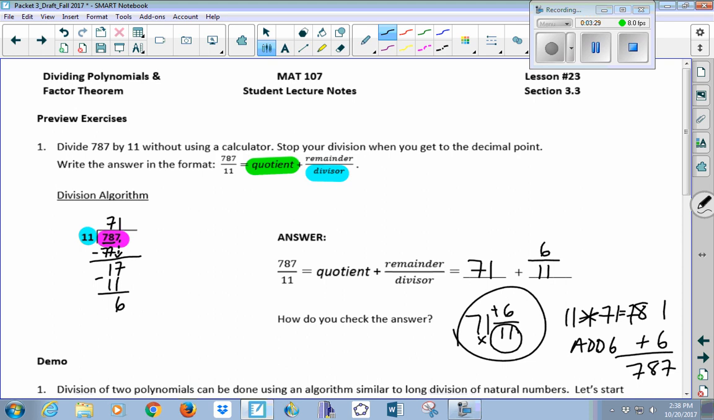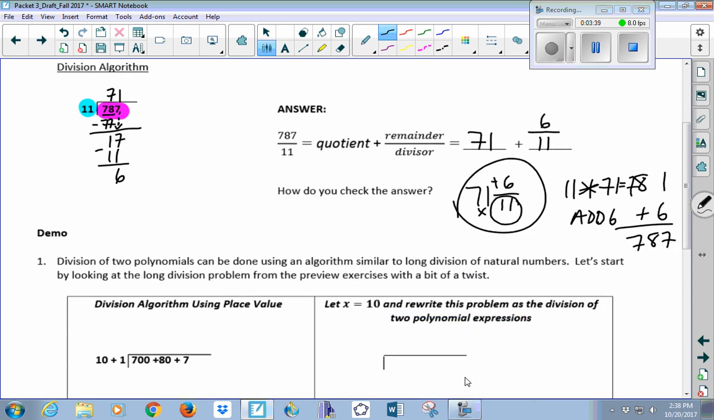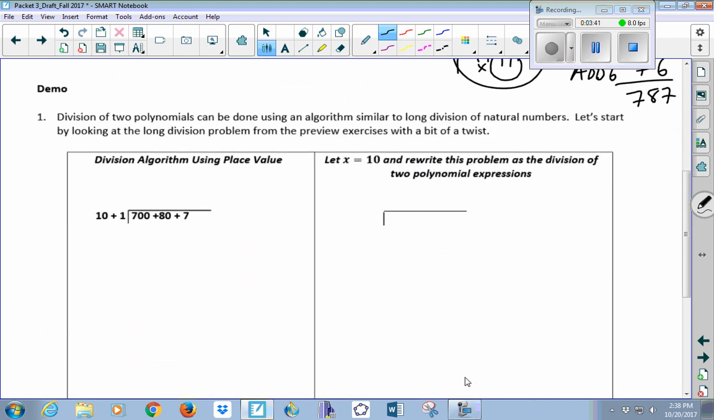Okay. Now some of you learn this as changing a mixed number to an improper fraction, because this would be called an improper fraction, but that's how we check any division problem. So I want you to now see how this is related to the division of two polynomials, and we'll do that in the next video for the demo of class 23.